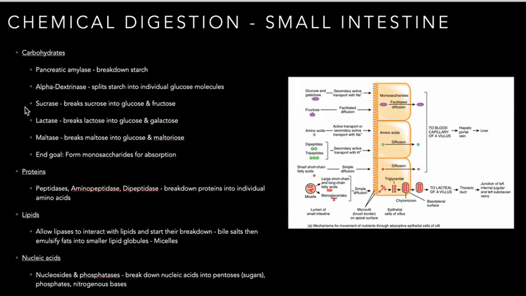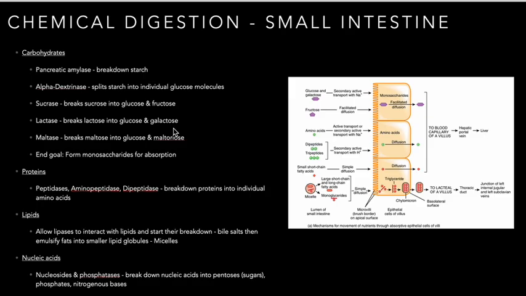Most of the sugar that you eat every day is a compound sugar. It's sucrose. And so sucrose is a combination of glucose and fructose. Lactase, again, breaks down milk sugar, which is lactose, into glucose and galactose, which are individual monomers or monosaccharides. And then maltase breaks down maltose into glucose and maltotriose. Again, just monosaccharides. The end goal from all of these is to form monosaccharides for absorption.